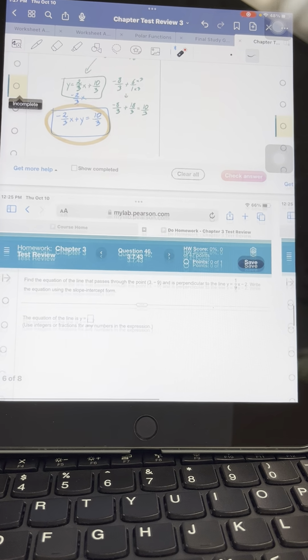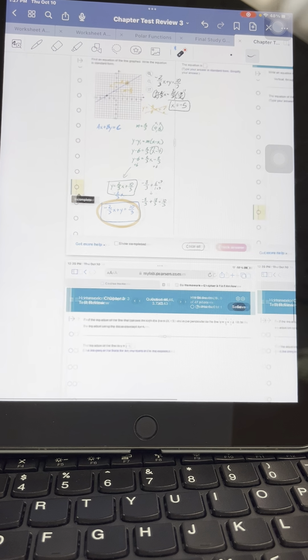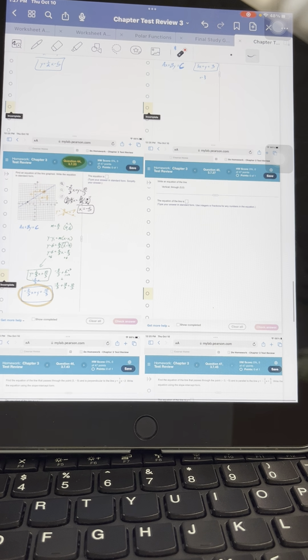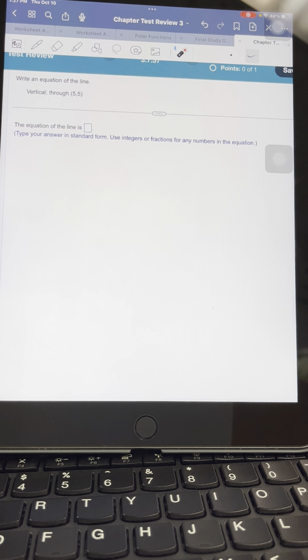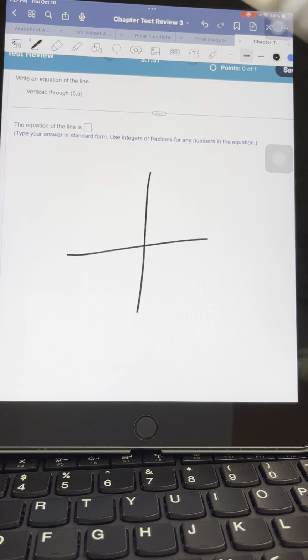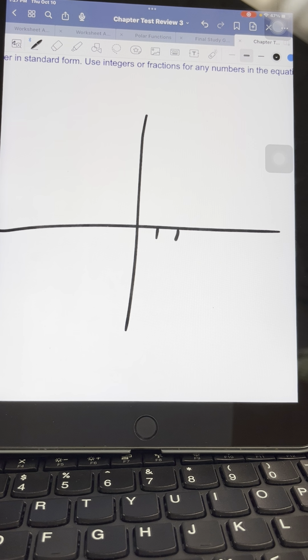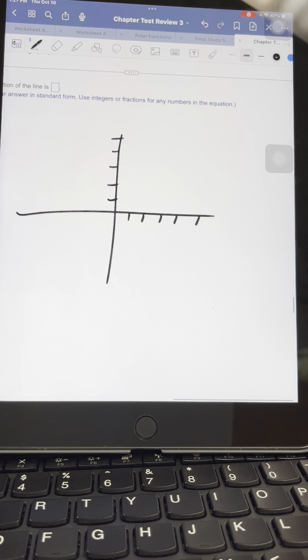Okay. So now let's go over here. Write an equation of the line. Okay, guys, we should know this. They're saying that we have a grid here. Write an equation of the line. A vertical line that goes through the point 1, 2, 3, 4, 5. Okay, so now they want a point right here at 5.